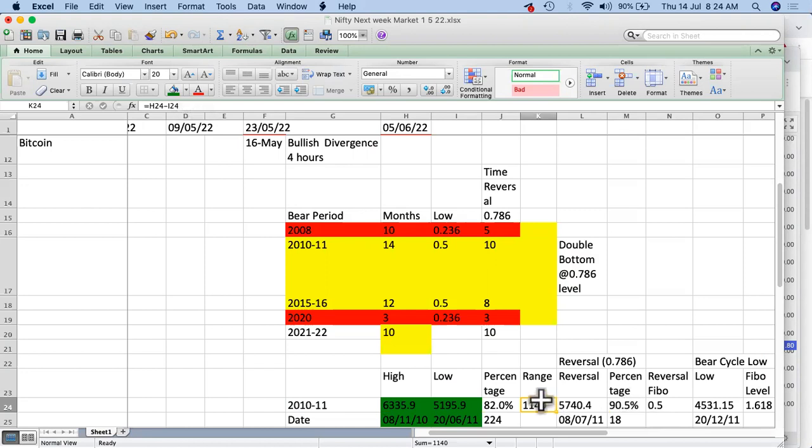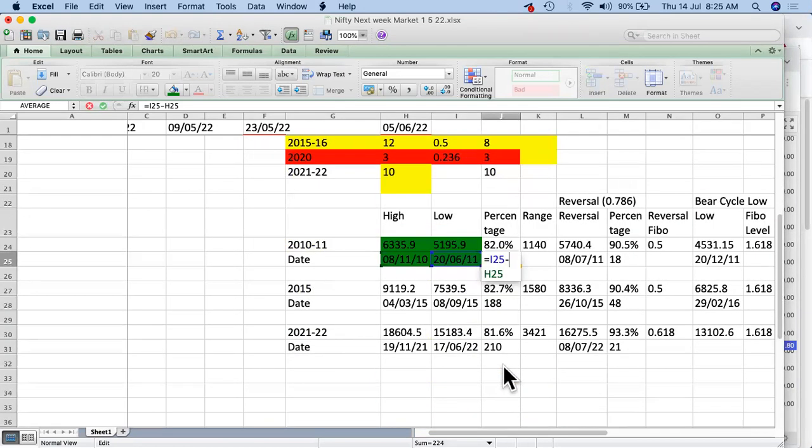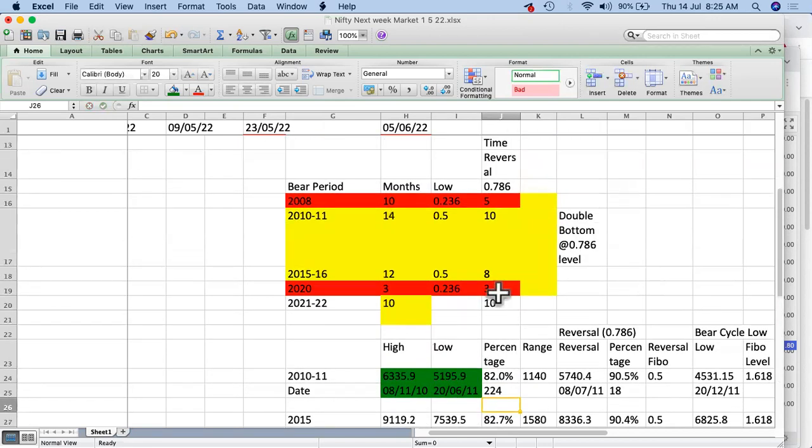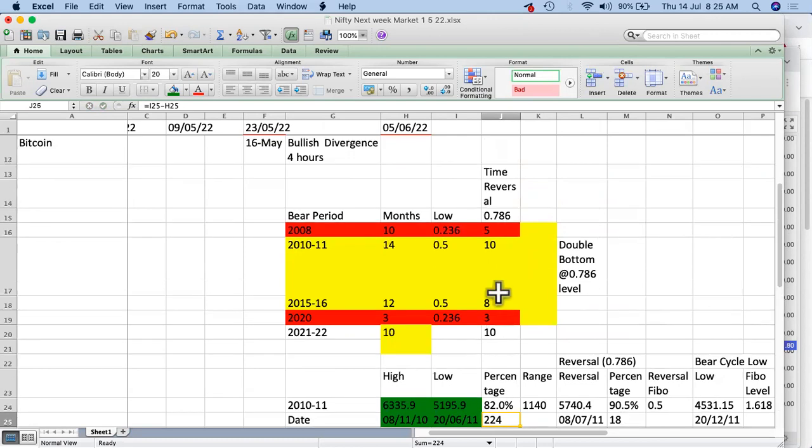So the range is nothing but, if I just deduct these two from each other, I come to a range of 11,040. Now the range may change from time period to time period. We are also trying to find the difference of these two dates, and it is coming to somewhere around 224 days. So this is the first basic assumption.